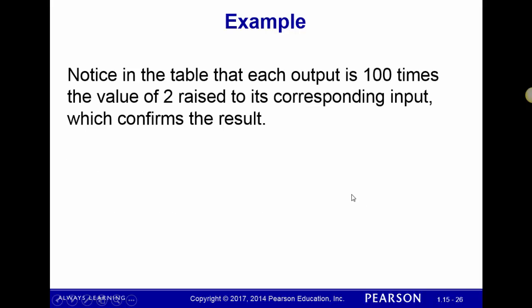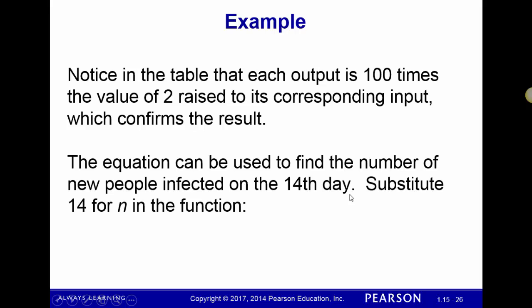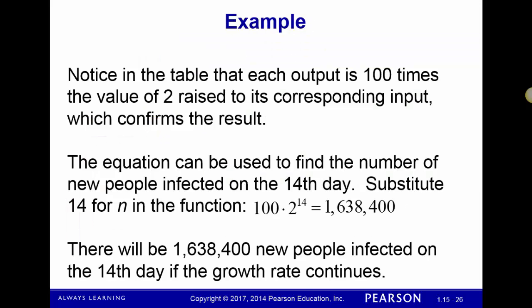Notice in the table, each output is 100 times the value of 2 raised to the corresponding input, which confirms the result. And we can find on the 14th day how many people would be infected. So I'm going to substitute 14 for n. And in my order of operations, I'm going to do this portion first and then multiply by 100. So in 2 weeks, we've got more than 1.6 million people infected, which is a very rapid rate of change.